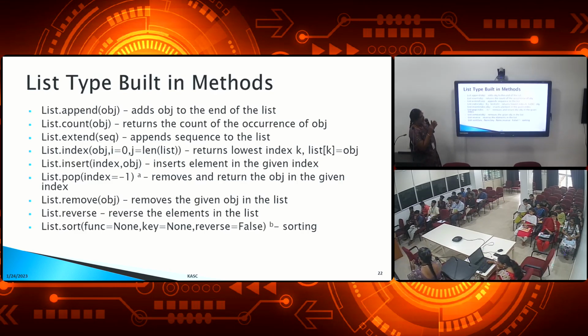Some of these are built-in methods. So we can append items to the list, and here the object is nothing but the name of the list, that is the variable. And count, extend, index, insert, pop, remove, and reverse, what are all these things? The explanation is also given in the next one, right?